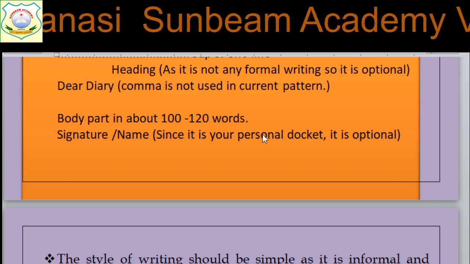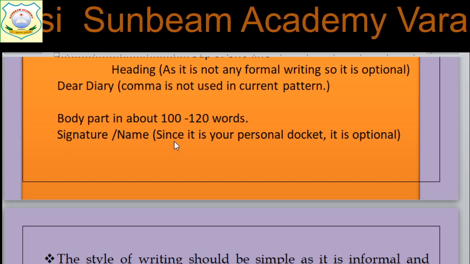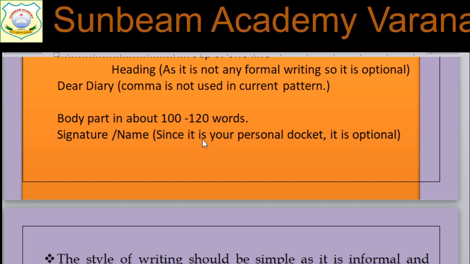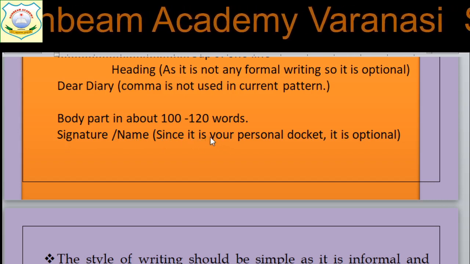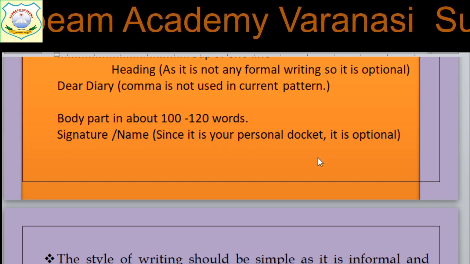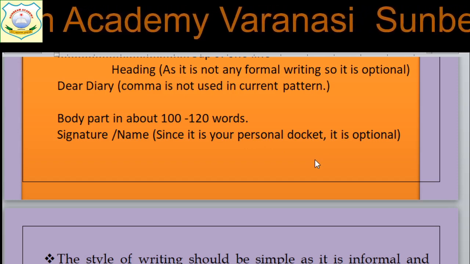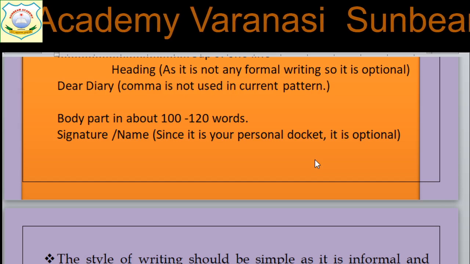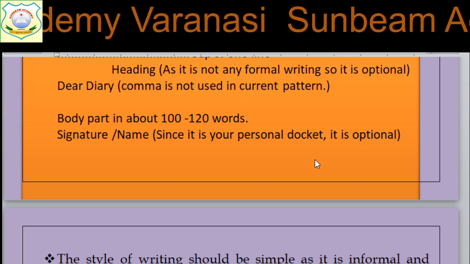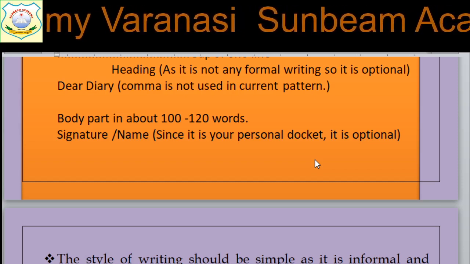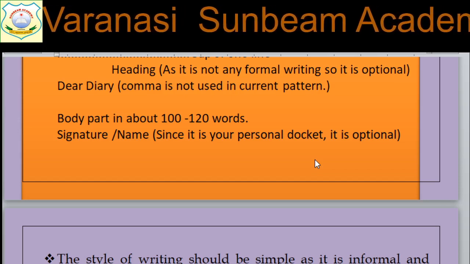Let us see what is next. I would also like to tell you that after the signature, you should not write anything in the diary entry. And signature is also optional. Even if you do not write anything at the end of the diary entry, it would be considered correct. As you write the subscription at the end of applications, here in a diary entry it is not required. No subscriptions are required. You need not write your name because it is your personal thing.